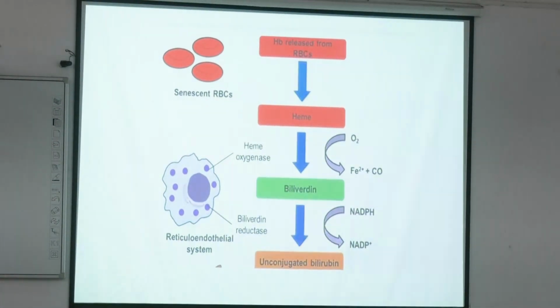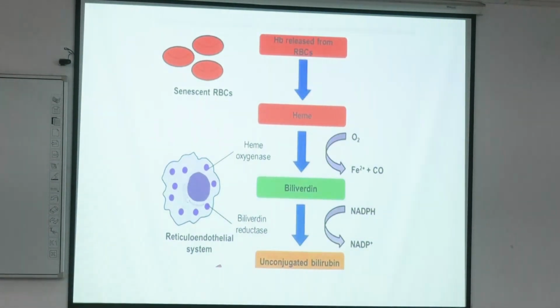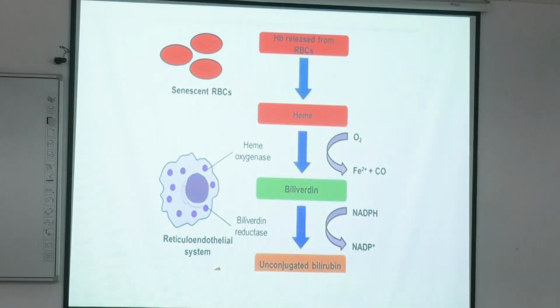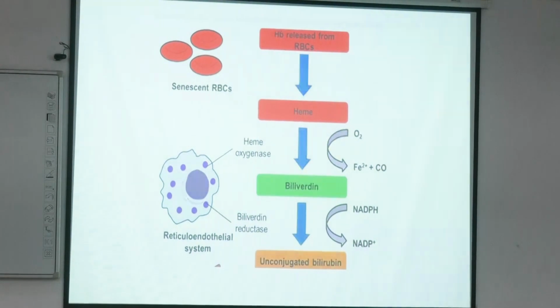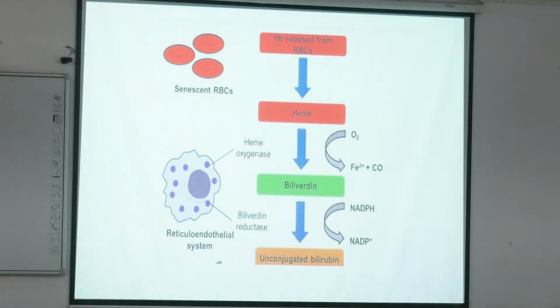So from senescent RBC, hemoglobin will be released, heme will be formed, and heme will be processed or metabolized in the reticuloendothelial system by heme oxygenase to biliverdin. And then from biliverdin, there will be reduction and it will form unconjugated bilirubin.